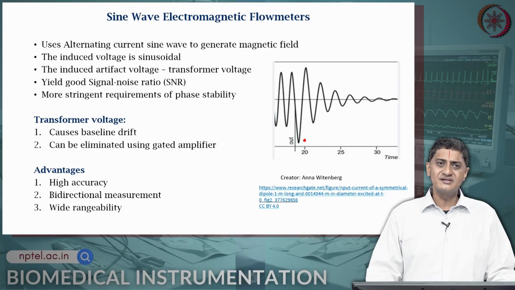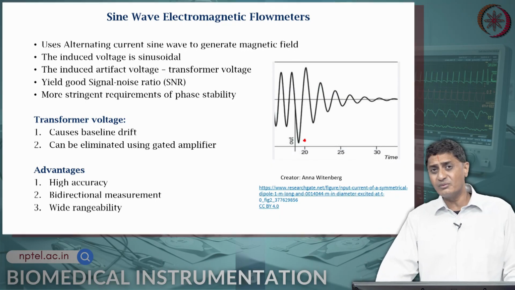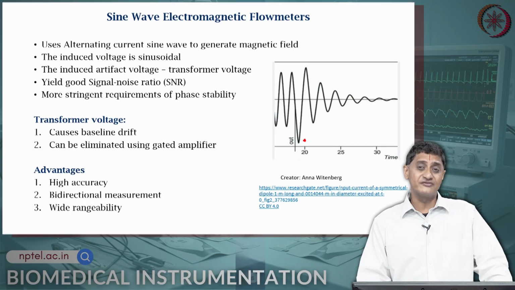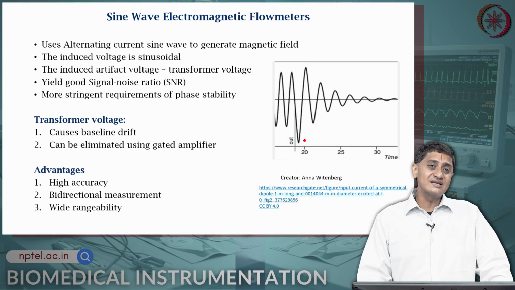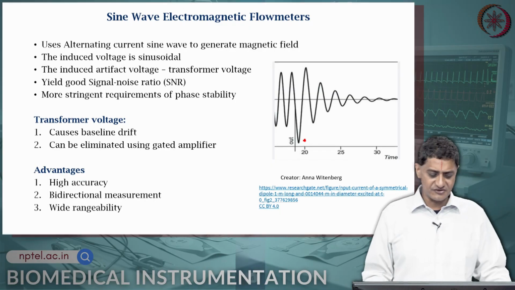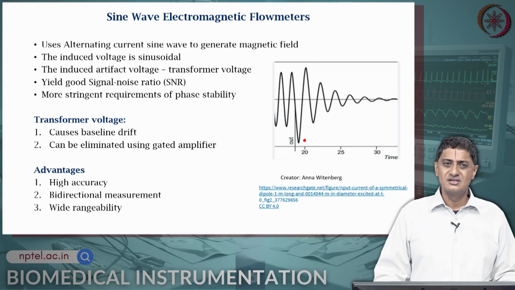The problem is that this usually induces a transformer voltage, and the transformer voltage usually is several times the size of the voltage of interest. Now, how to overcome that? That is something that we will need to look at. But it yields excellent signal to noise ratio, though it has requirements of a phase shifter and phase stability problems. Some stringent control of phase stability is required.